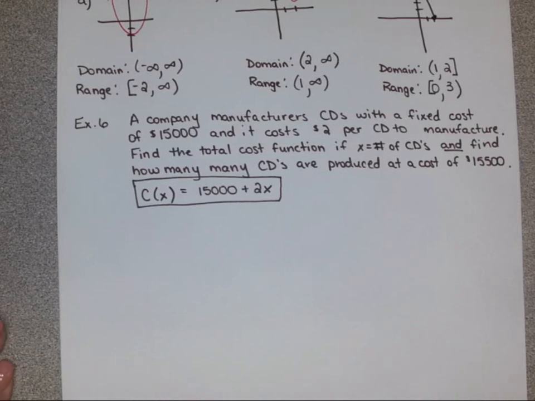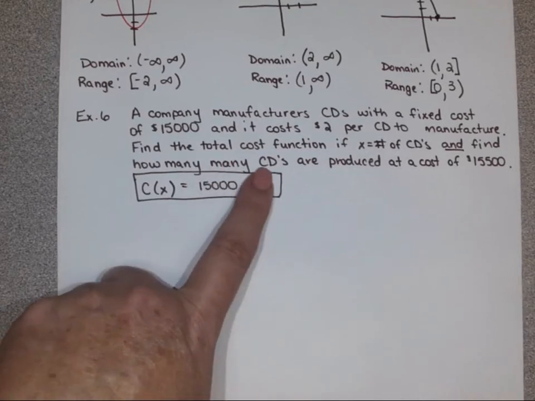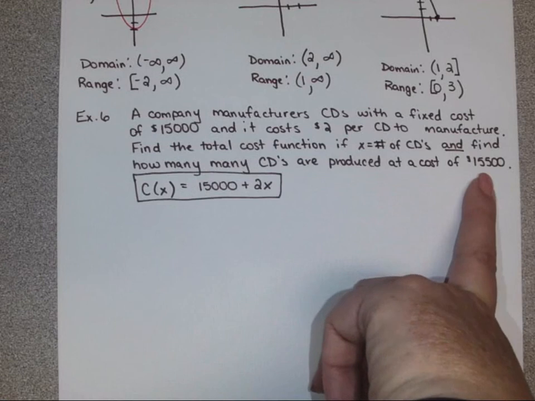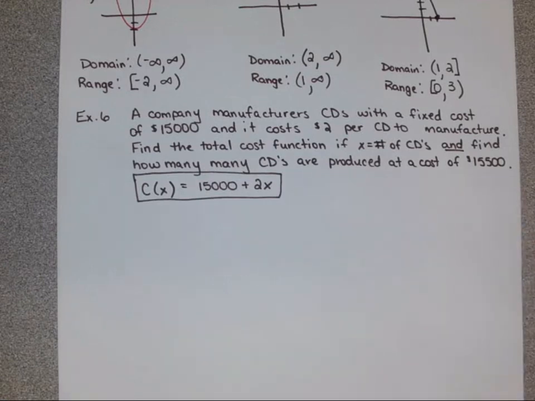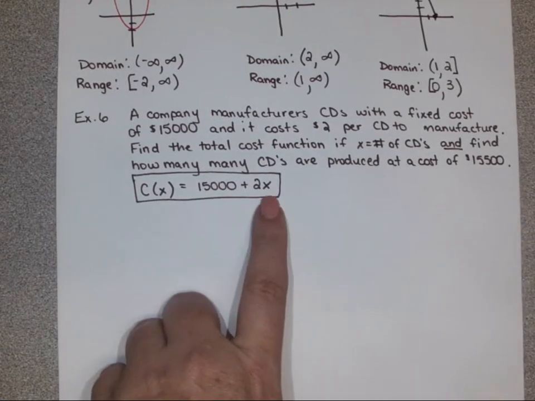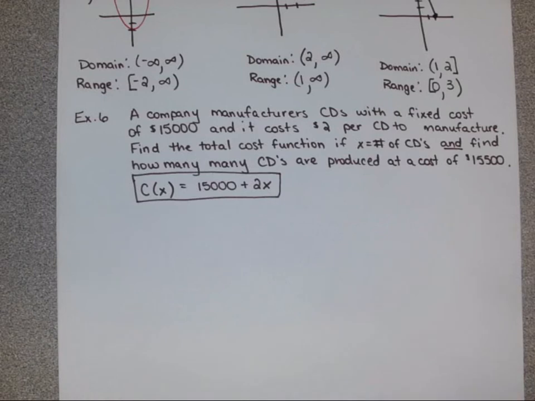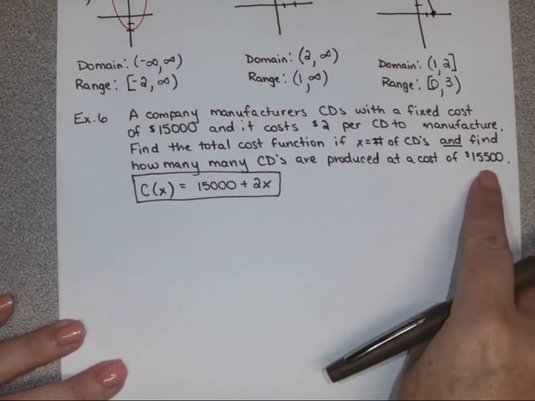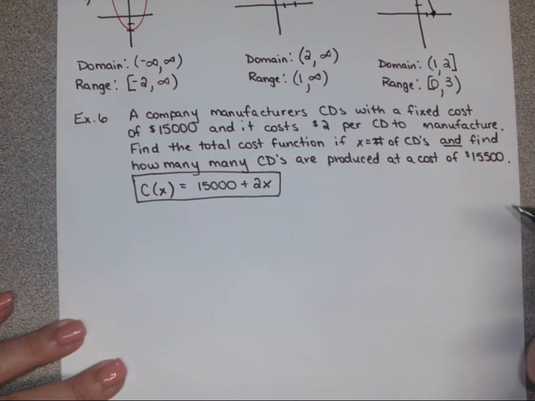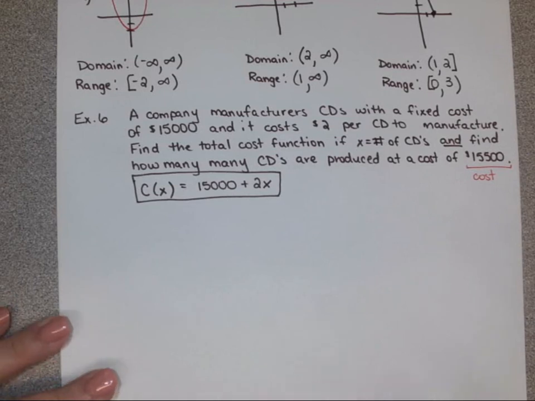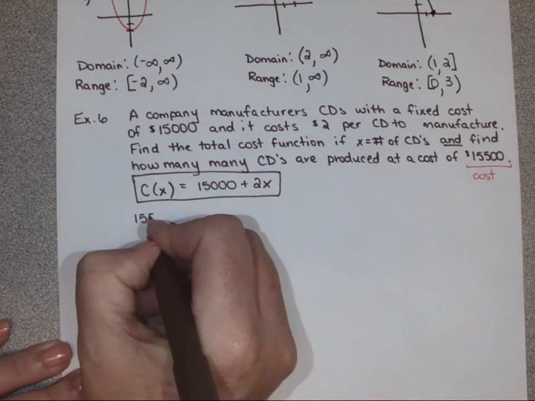All right, so the second part is I want to find out how many CDs are produced at a cost of $15,500, okay? So I almost always have students quickly do this. I wouldn't want to plug $15,500 in for x. How come? That's the number of CDs. Yeah, that would be how much would 15,500 CDs cost, and that's not what I'm being asked to find, right? I was given the cost, so where should I put this in for? Yeah, this is the cost, so I'm going to put it in for C of x. So I'm actually going to put 15,500 here.